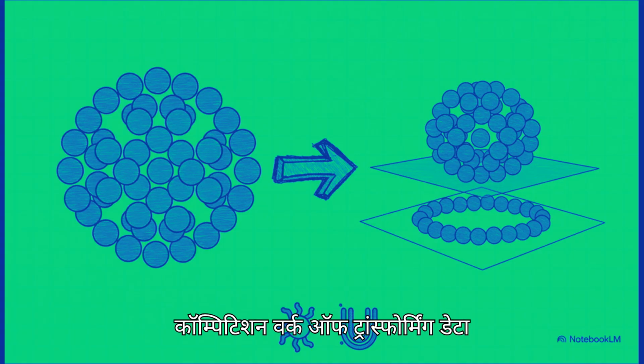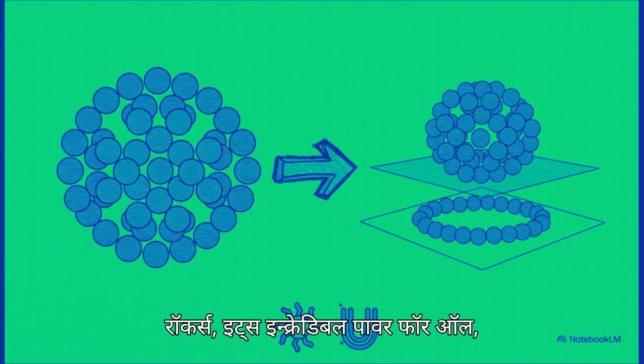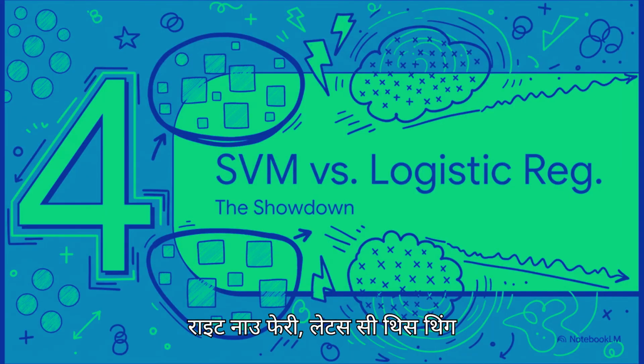This lets us use different kernels, like the RBF kernel for creating these complex, swirling boundaries, or a polynomial kernel for more general curves. It's incredibly powerful. All right, enough theory. Let's see this thing in action.